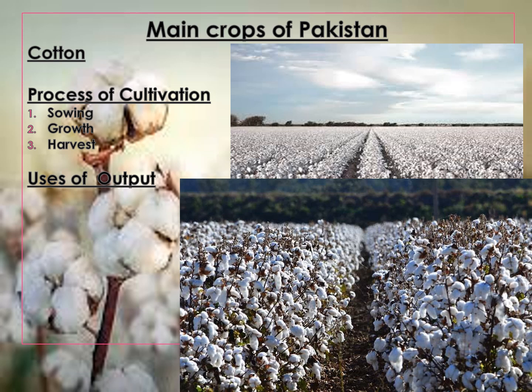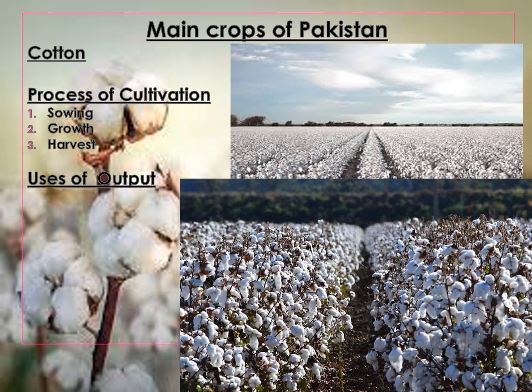Sowing must be done in accordance with rain or immediately after it to take advantage of any moisture left in the soil. If we talk about the growth, the temperature during growth must be from 25 to 40 Celsius. Irrigations must be done in spells. First spell after 1 month, second irrigation after another 2 months, and weeds are removed by hand when needed.